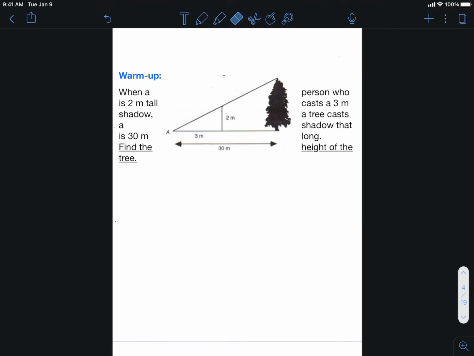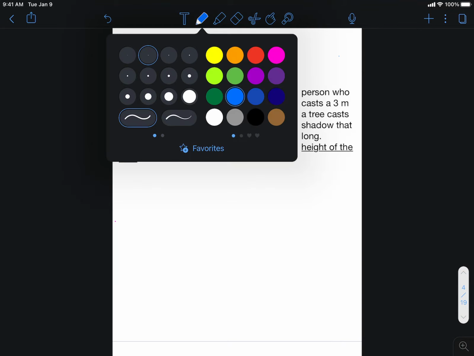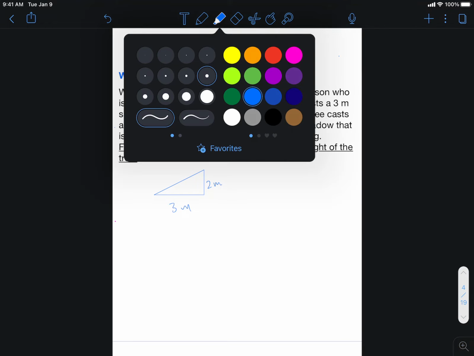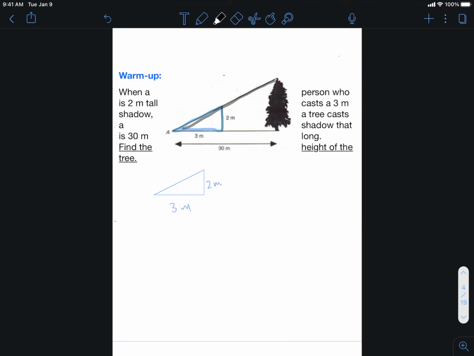So here's what we got. We're just going to draw 2 triangles. I'll draw the little one first. We've got the little one in blue, a little triangle, 3 meters by 2 meters. And then we also have another triangle, a big one, that's created by the tree, and it's colored in green.